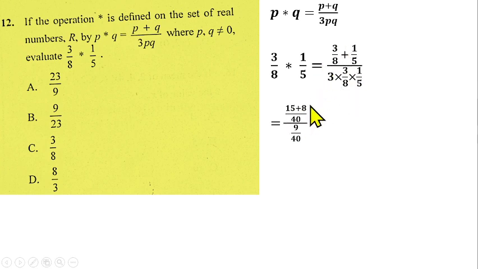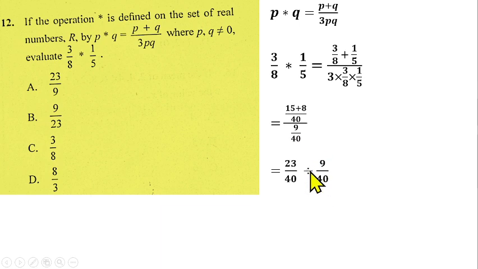So that will give us 15 plus 8. If you simplify that over, 3 times 3 will give us a 9. Then 8 times 5 will give us 40. So this will give us 15 plus 8, which gives us 23. So you have 23 over 40 divided by, which is written like this, 9 over 40.